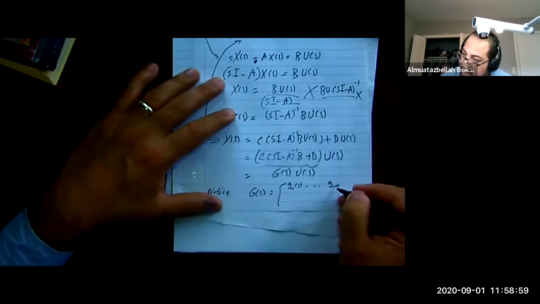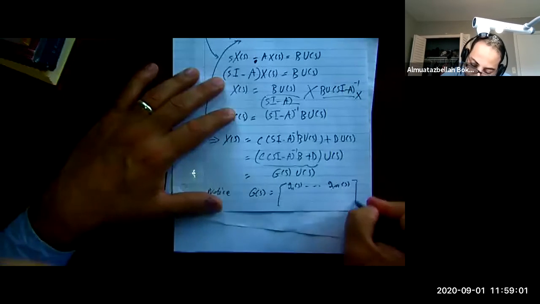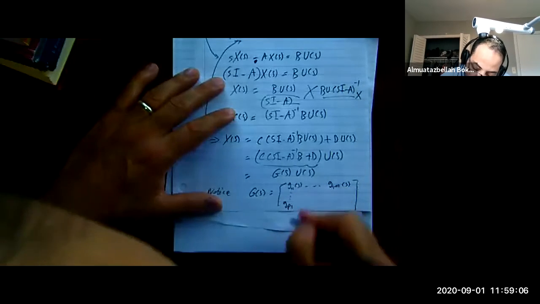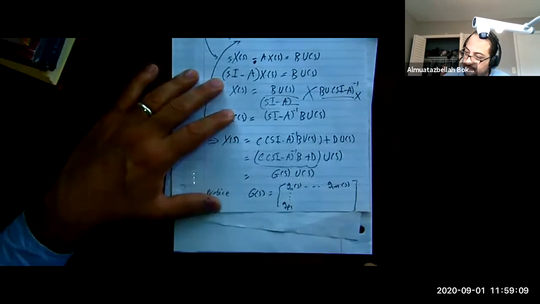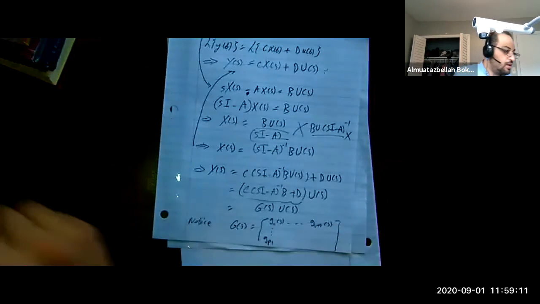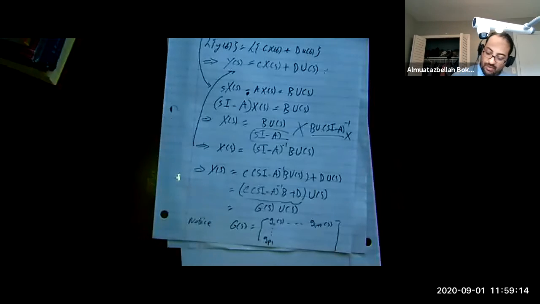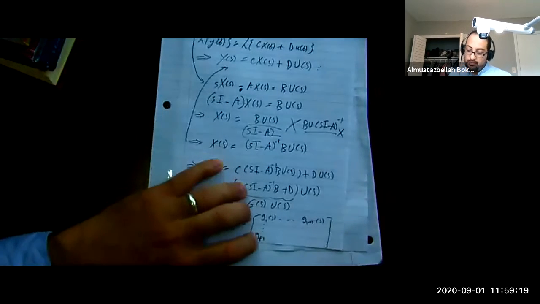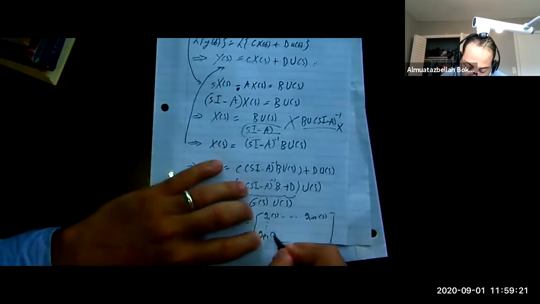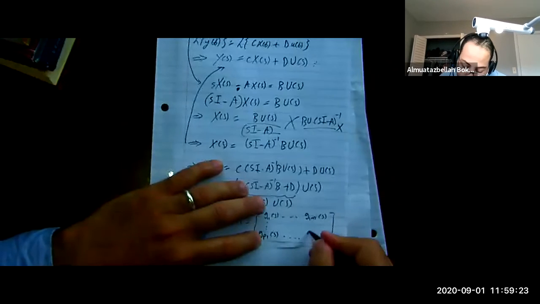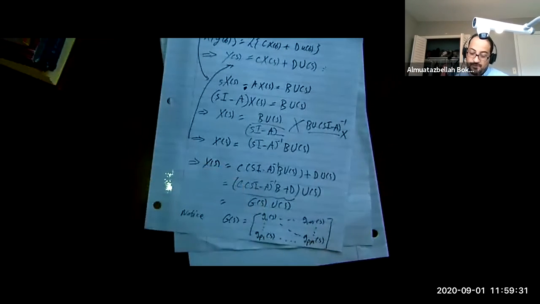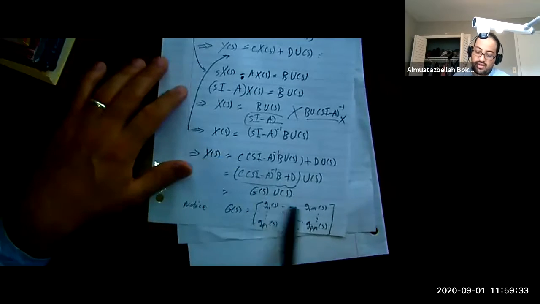And here it goes up to GP1, because I have P number of inputs, or is it the other way around? No, it's P number of outputs and M number of inputs. Yeah, so it's GP1 of s up to GPM of s. Okay, so it's a matrix of transfer functions.